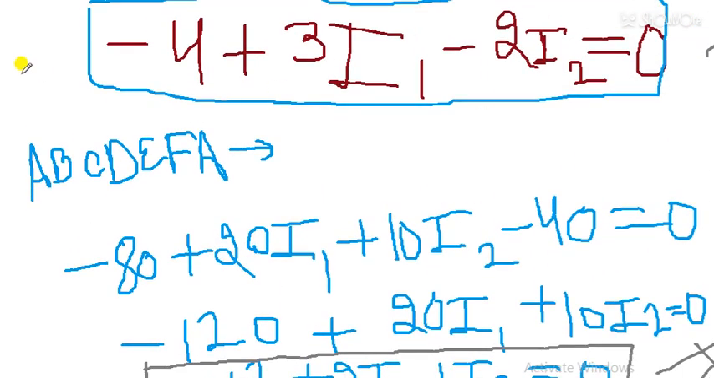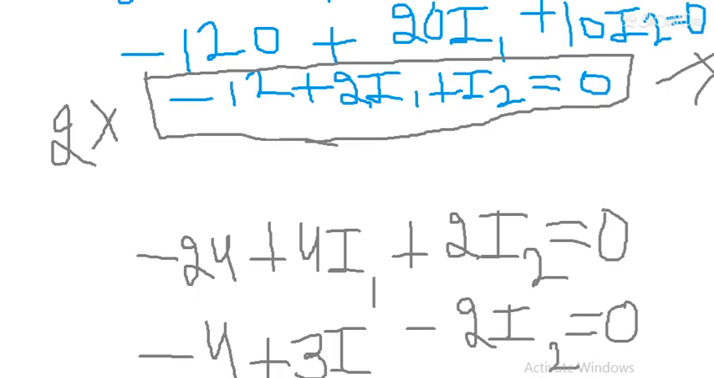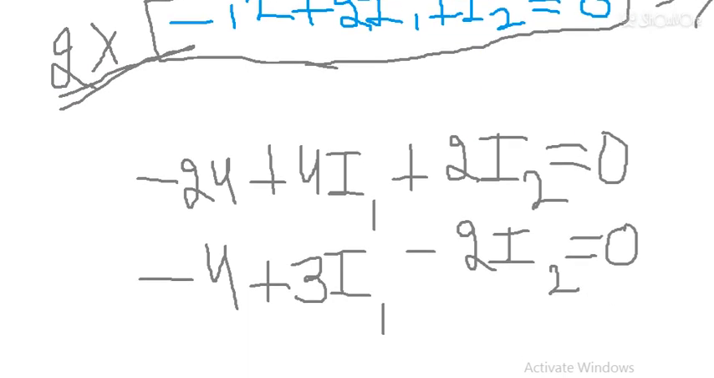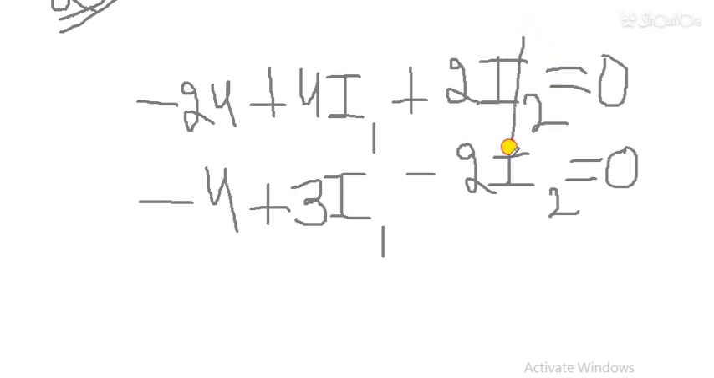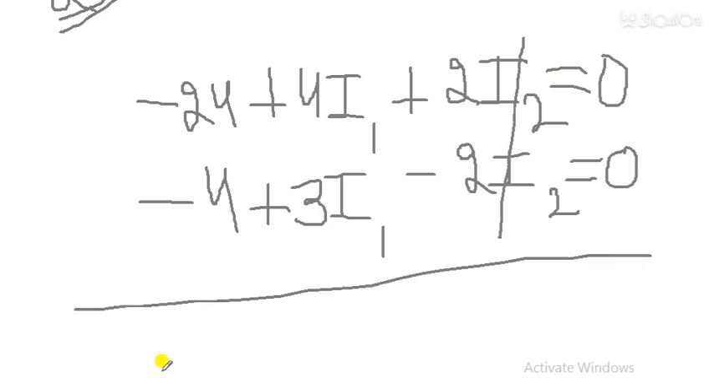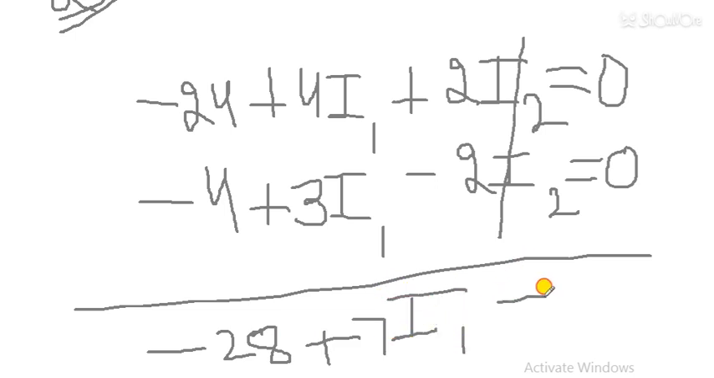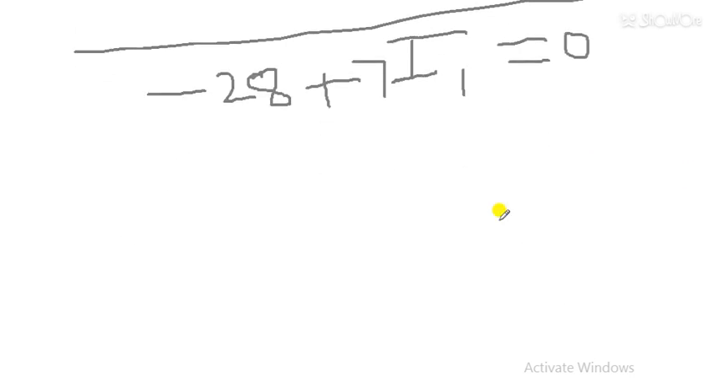So we have taken this equation and this equation. I multiplied this with 2 so that I2 gets cancelled out. Now I am solving them. If I add them, I2 will get cancelled out, and minus 28 plus 7I1 is equal to 0. On solving it, I will get I1 equal to 28 by 7, so I1 comes out to be 4 ampere.